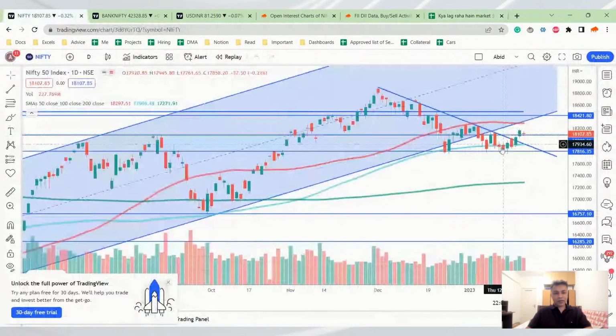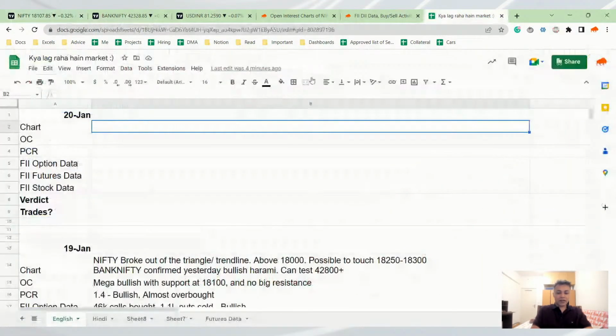See, Nifty is above 18,000, but there is a bearish harami cross on daily charts.